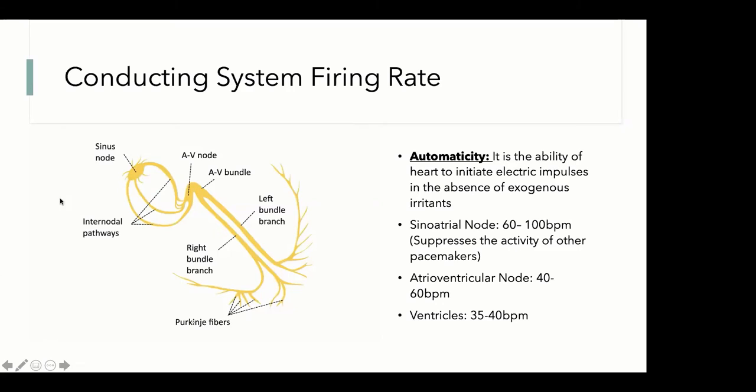Let's talk about it. As you can see here, the sinus node, the SA node, starts at 60 to 100 beats per minute, while at the same time suppressing the activity of the other pacemakers. Why? Because this is the principal pacemaker that works based on the principle of automaticity. What is automaticity? Automaticity is the ability to generate electrical impulses in the absence of exogenous irritants. What this basically means is that it will do it on its own, even though no one provokes it to do so. There is the undoubted fact that not only the SA node can fire, but the AV node or the branches at the ventricles can also fire independently if something goes wrong.